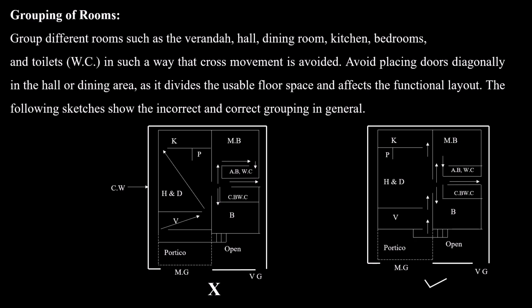The first one, which is not correct, you can see there the doors in portico and in hall, they are provided diagonally, and even in kitchen. The arrow mark shows the movement of the occupants, which divides the veranda as well as hall. So floor area will be less useful if you provide the doors in this way. And in the second one, you can see the doors are provided in the same direction so that the hall and veranda floor area is not divided and will be used in a better way.